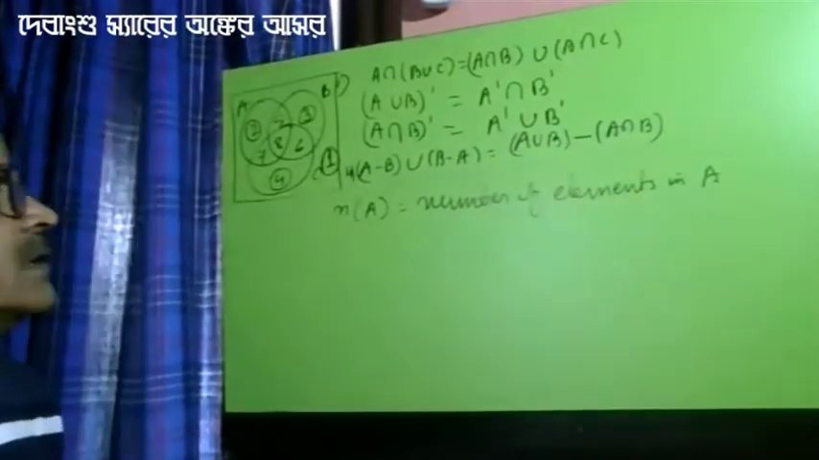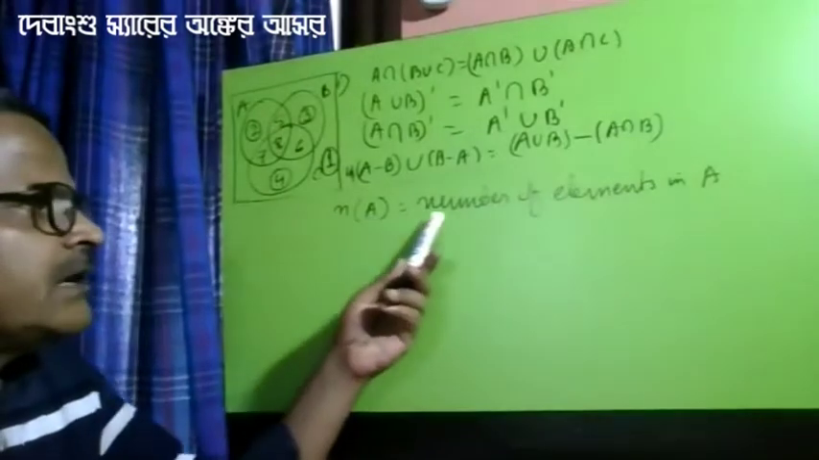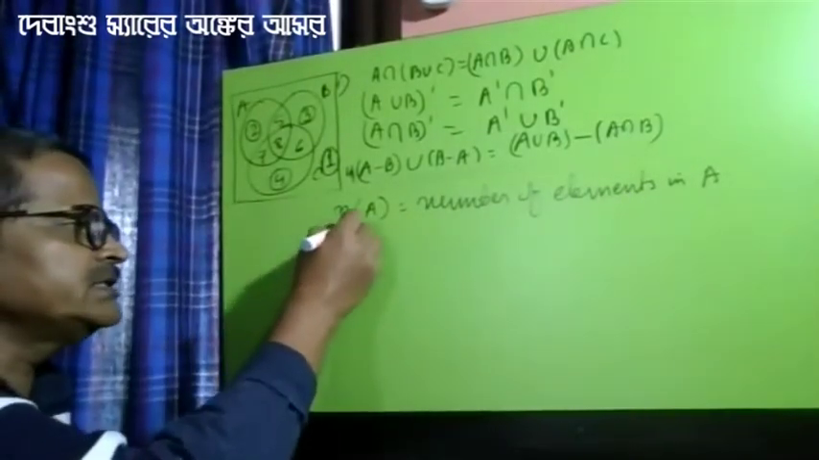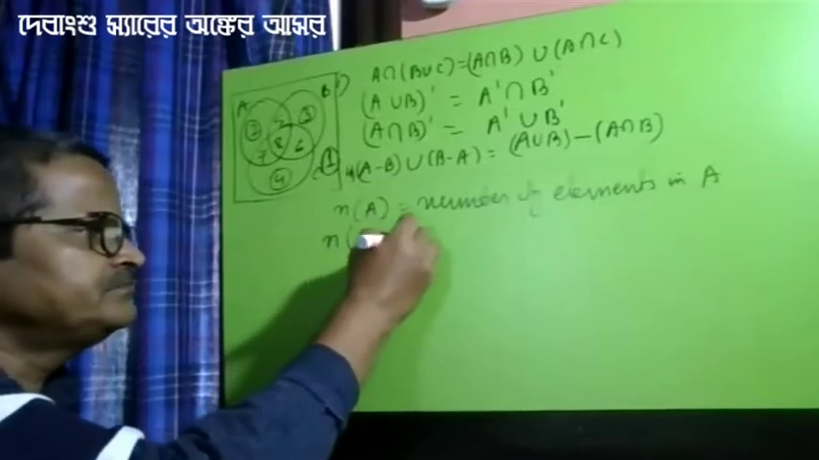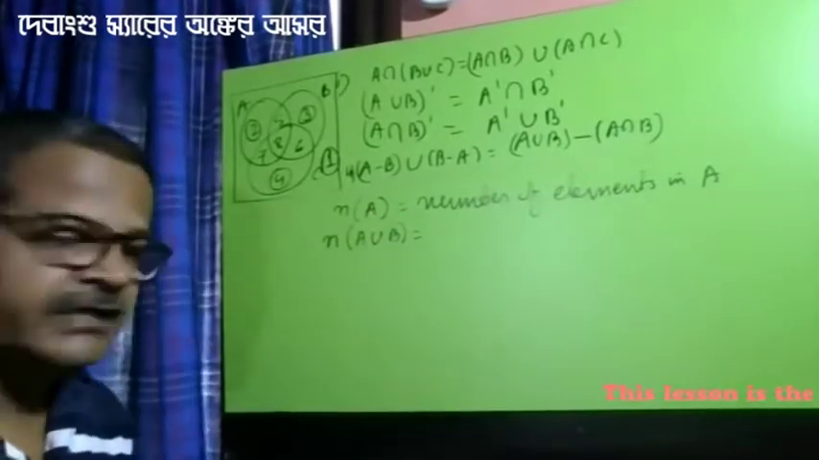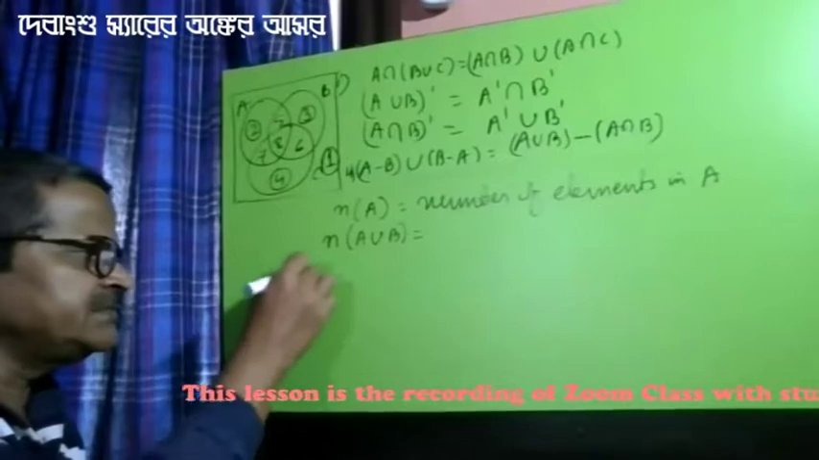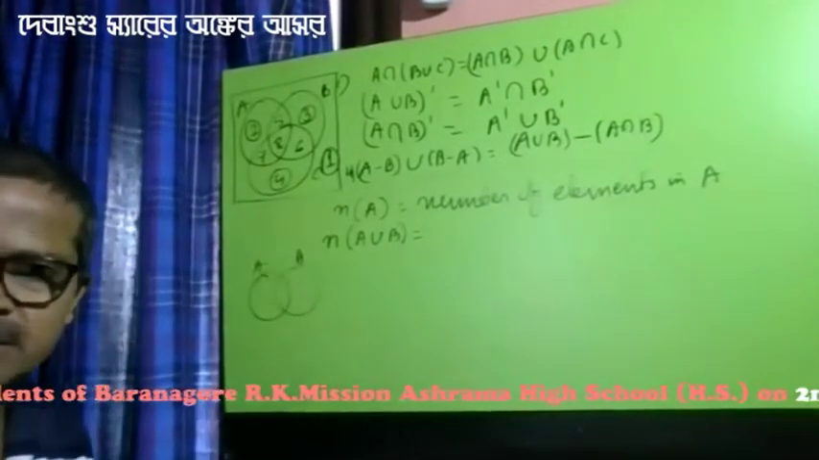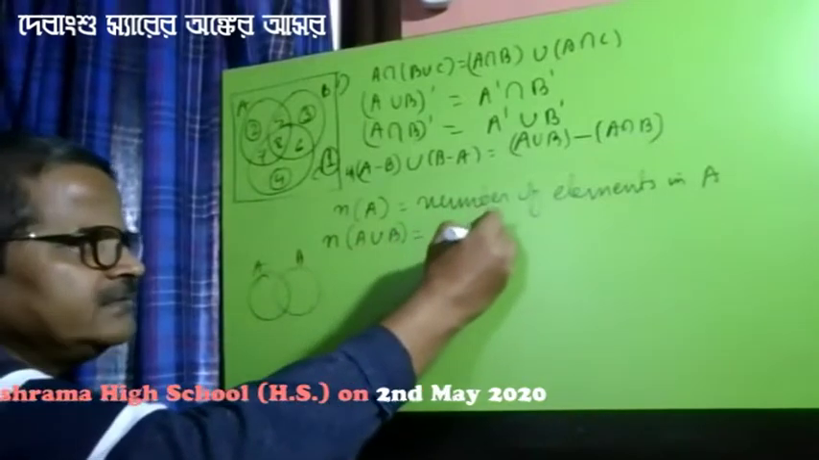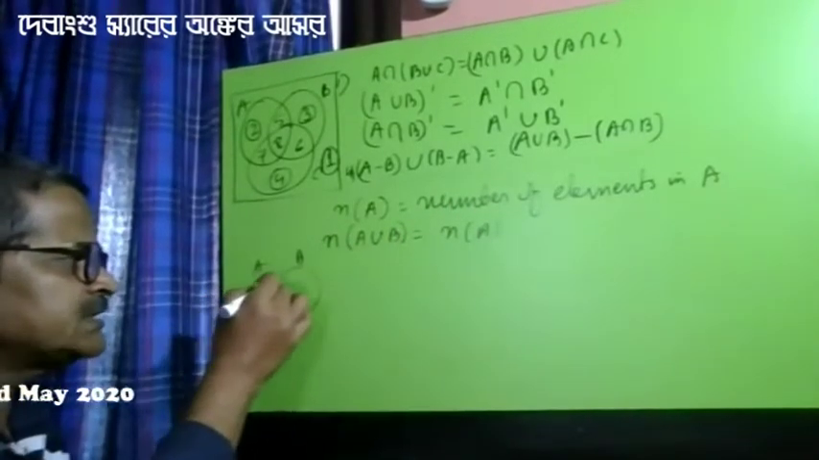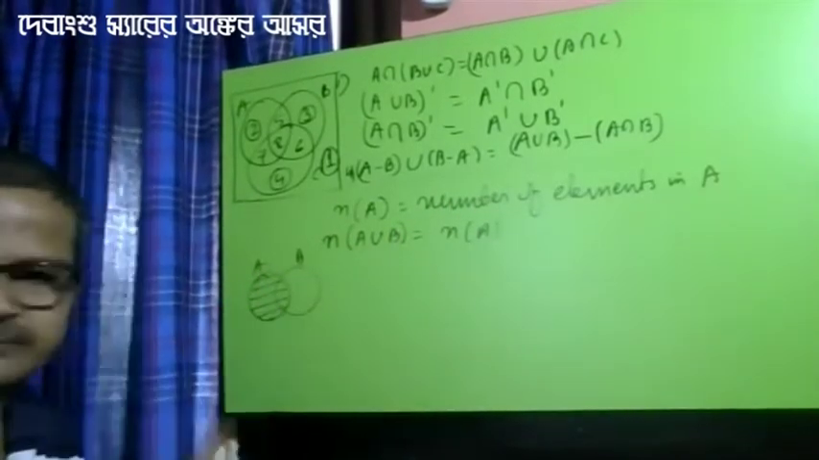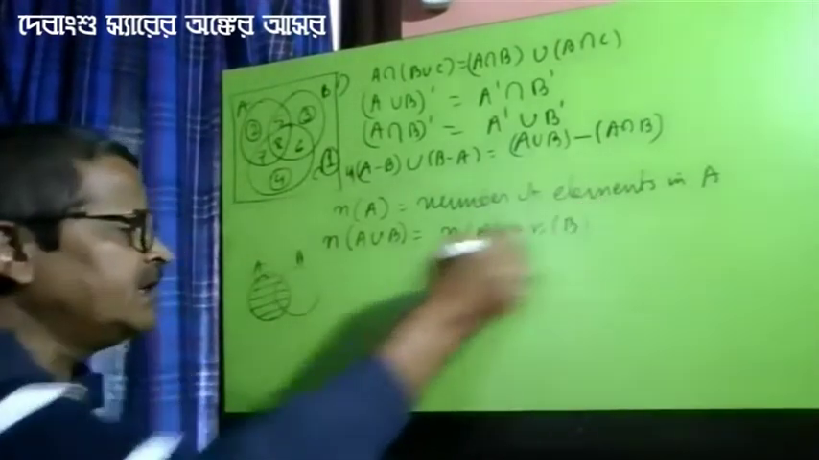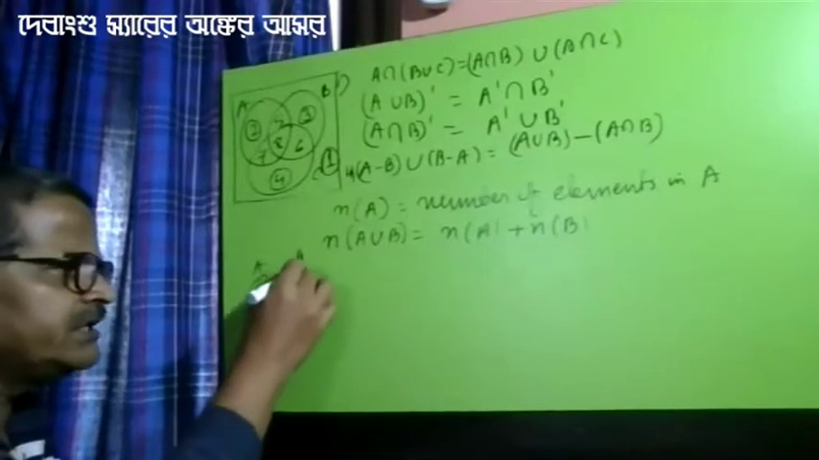Recording start. Now see, N(A) represents the number of elements in set A. Now the question is, what is N of A union B? Now see, this is A, this is B. So N(A) means the number of elements in A are counted. N(A) plus N(B), the number of elements in B are counted.